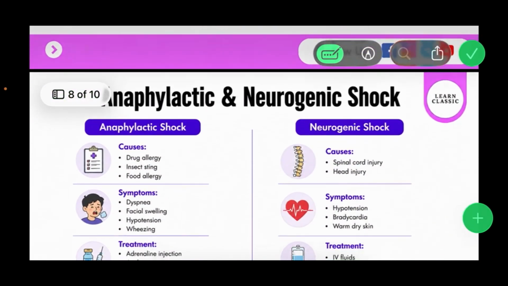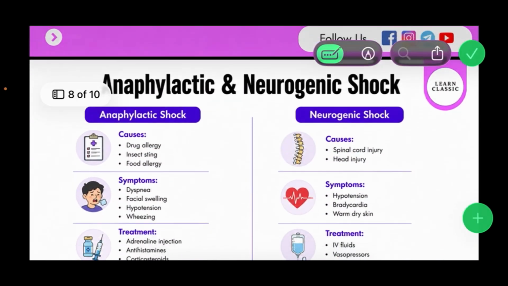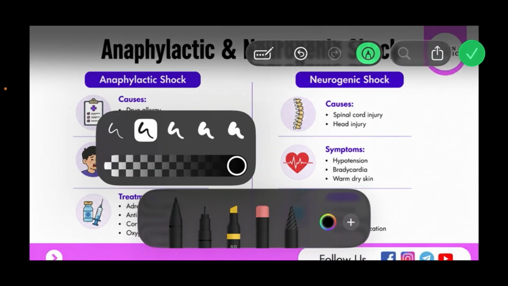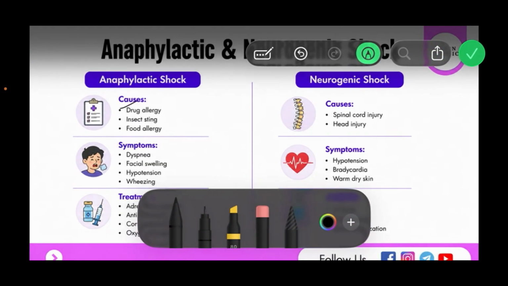Now coming to anaphylactic and neurogenic shock. Now anaphylactic shock: the main causes are drug allergy, insect sting, food allergy as we have discussed. Then symptoms are dyspnea, facial swelling, hypotension, wheezing. So these are the symptoms of anaphylactic shock.